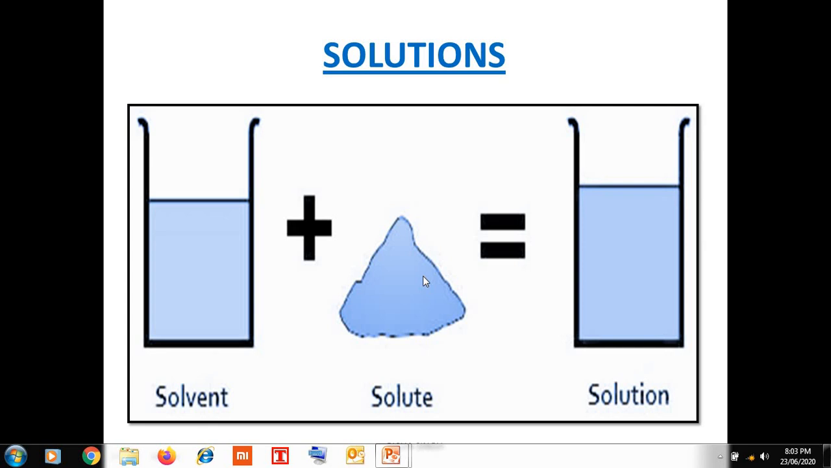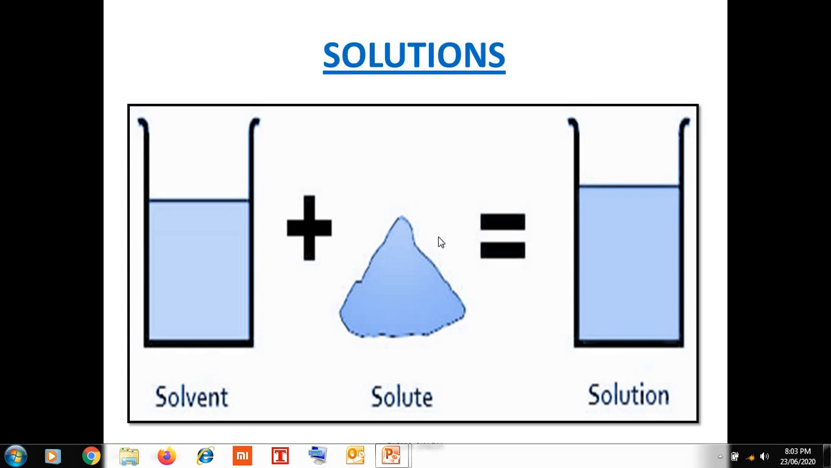In your previous classes or in your lower classes, you have studied that solute is a solid part and solvent is a liquid part. They both combine to form a solution. But now you will be learning that solute can be anything. It can be solid, liquid or gas, as well as solvent can also be a solid, liquid or a gas.